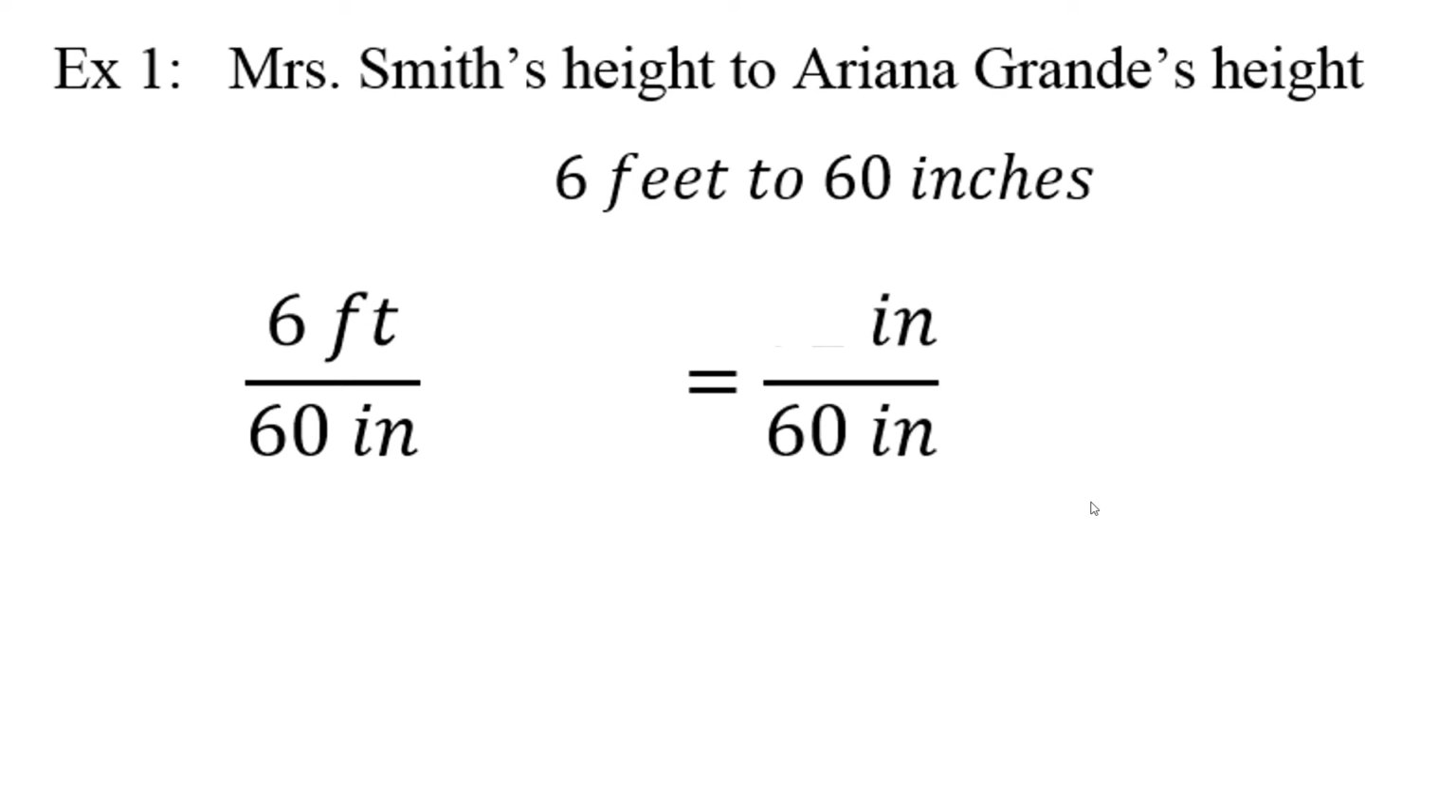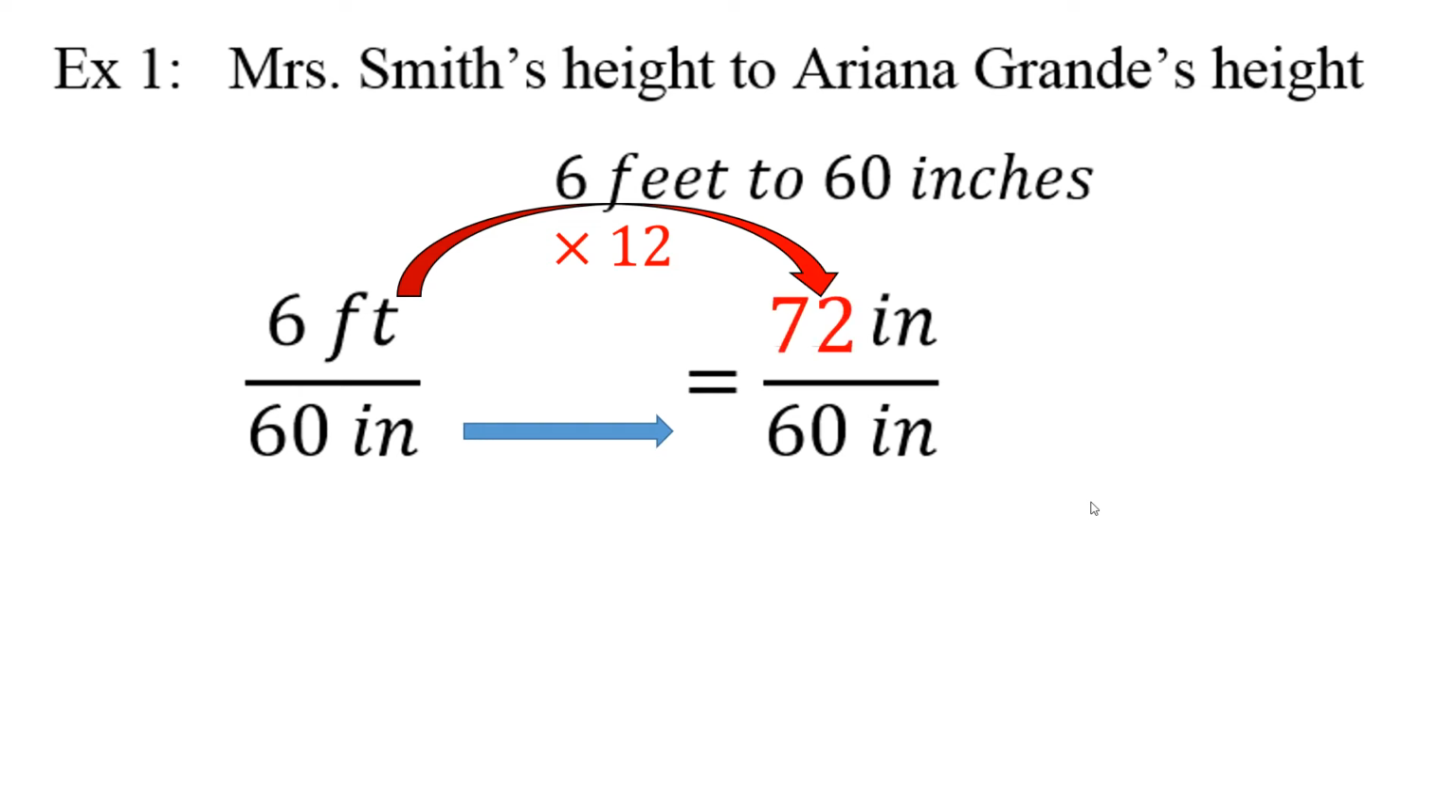And to figure out, how much taller am I than her, we need to do conversion. So if we convert feet into inches, there are 12 inches per foot. 6 times 12 is 72. Then we need to simplify it.